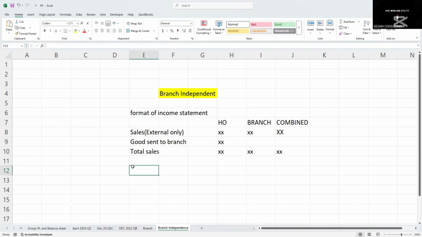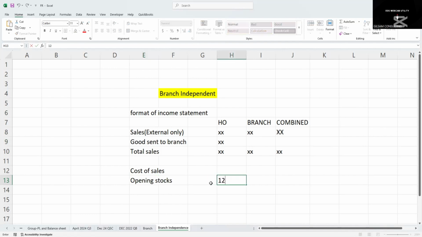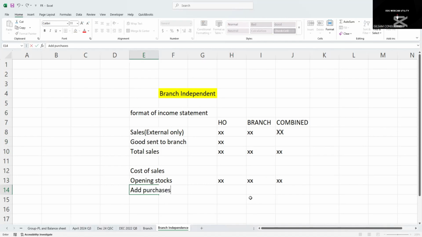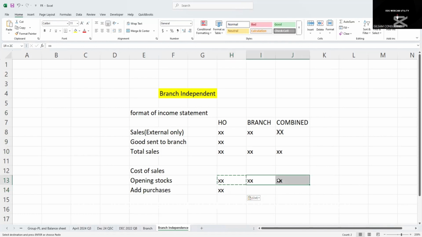Now, after getting the total sales, we need cost of sales. For cost of sales, we start with the opening stocks. Now have it here. The same case with the combine. Then add purchases.